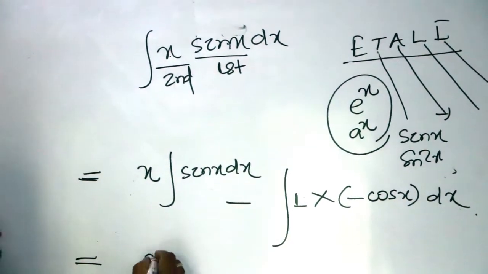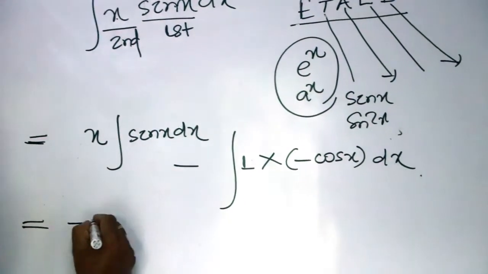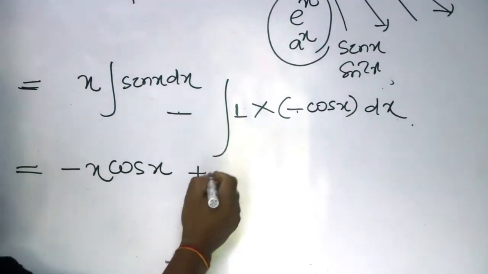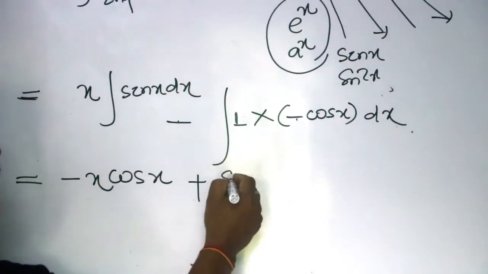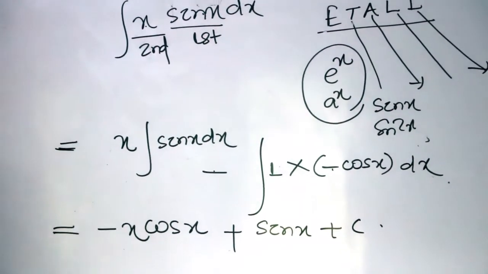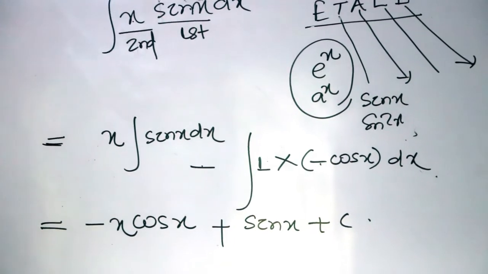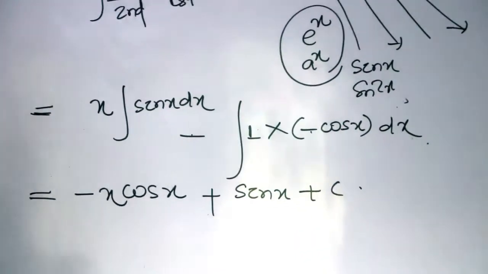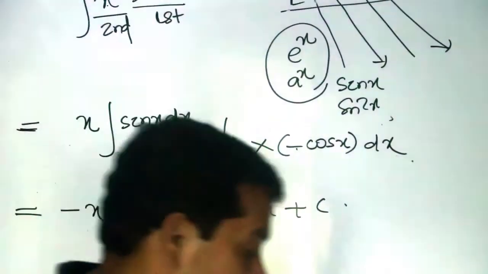That is equal to x, the integration of sin x, which is minus cos x, minus minus plus, the integration of cos x, which is sin x, plus c. That is the result. Very easy technique. First we have to decide which one will be the first function and which one will be the second function.